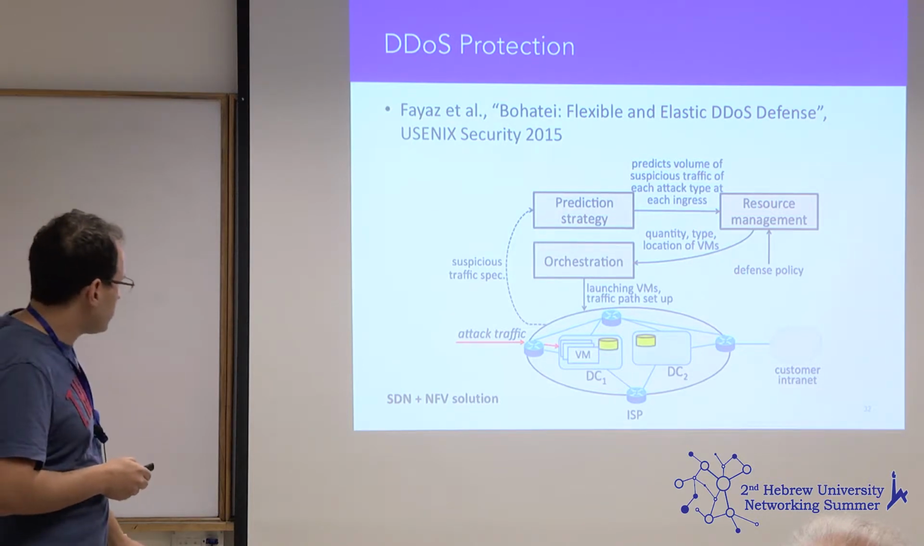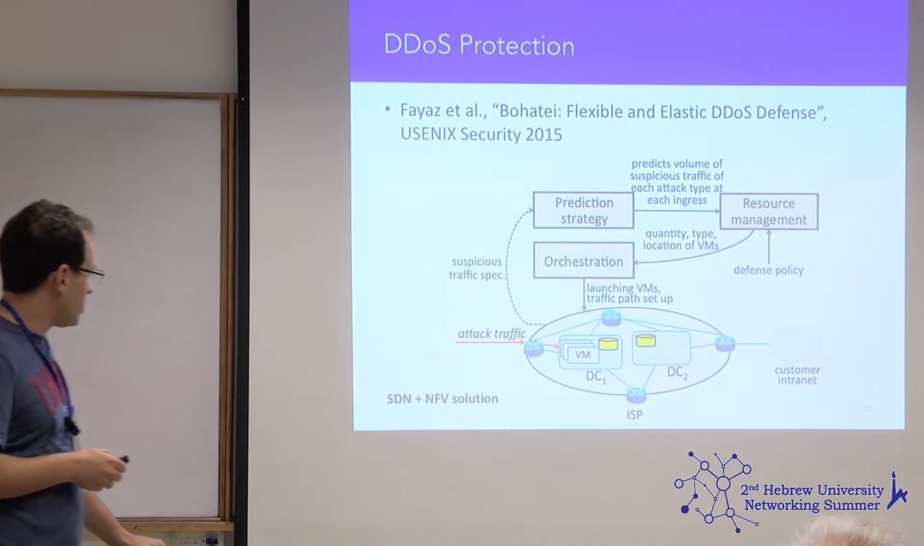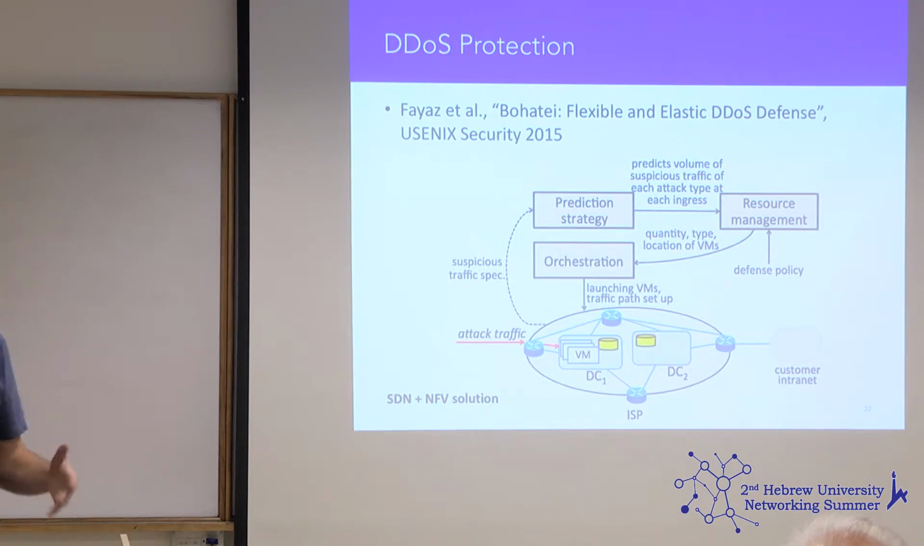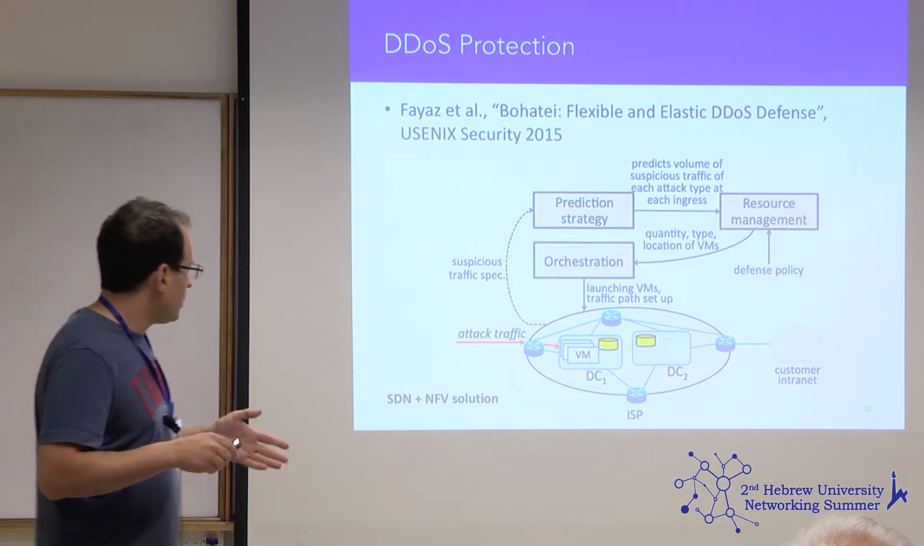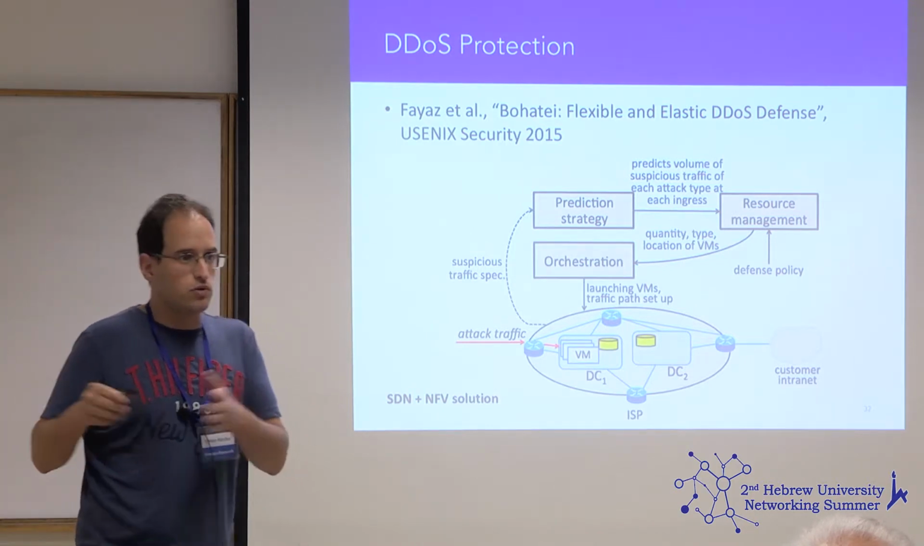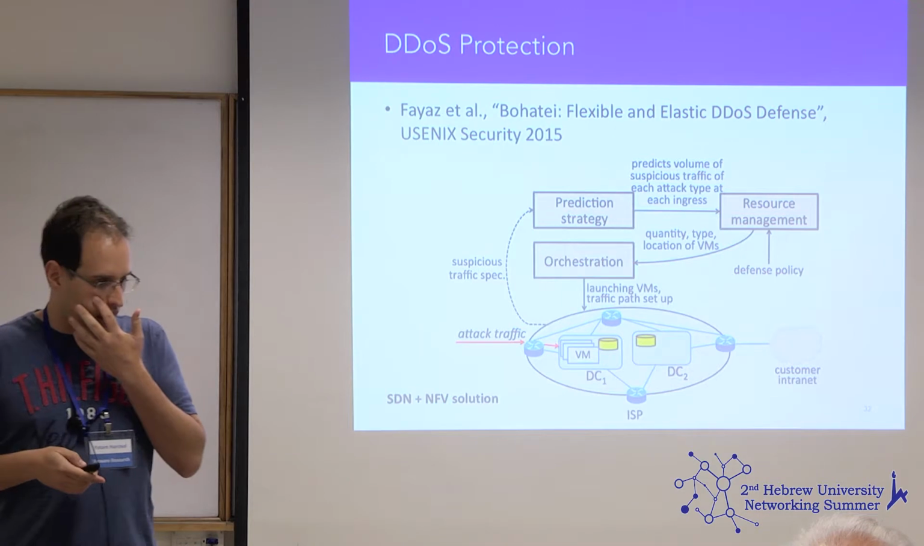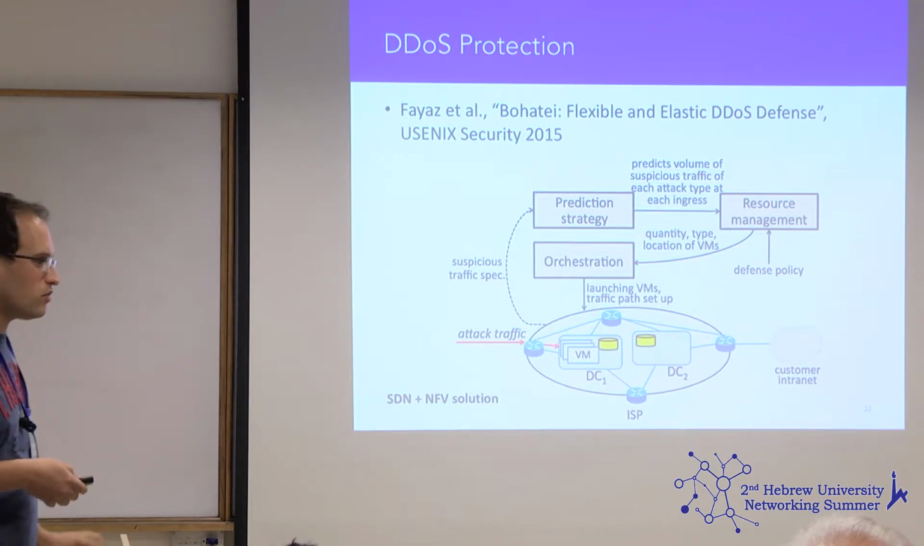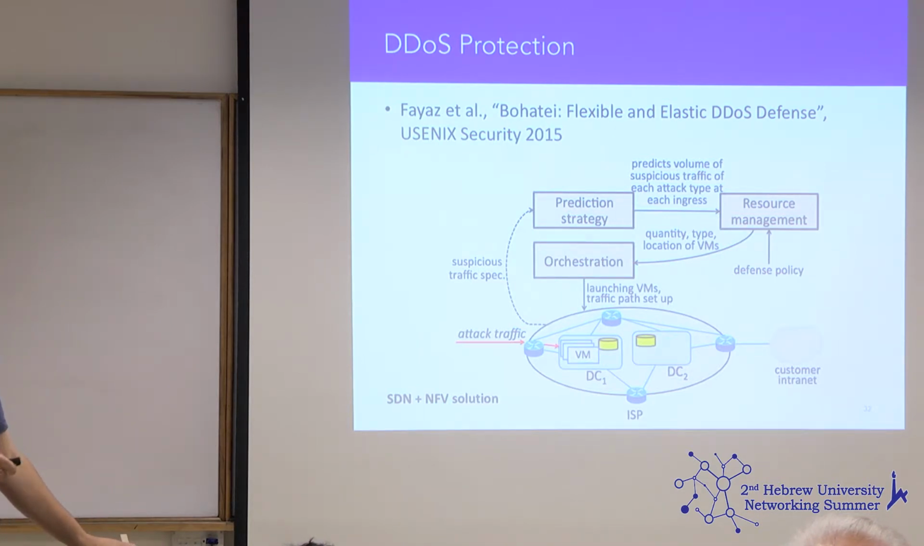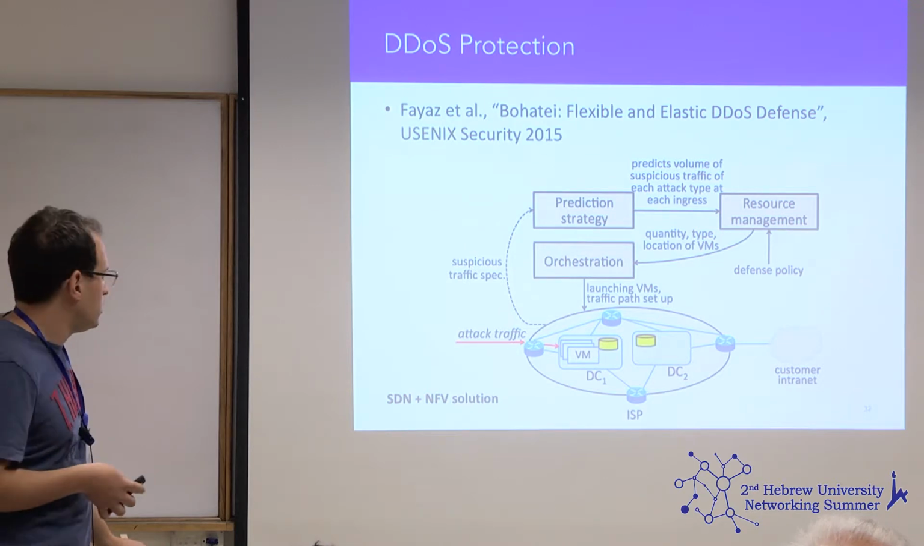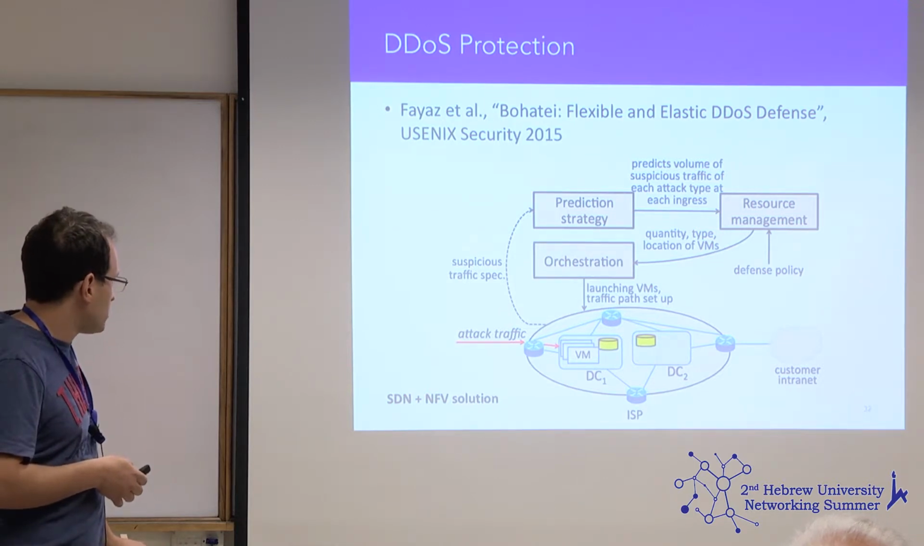I won't get into the details, but they start several network functions like virtual machines, and they divert all the traffic that they suspect into these machines in order to be inspected, and then traffic may be released or just dropped or logged or whatever using these virtual machines.